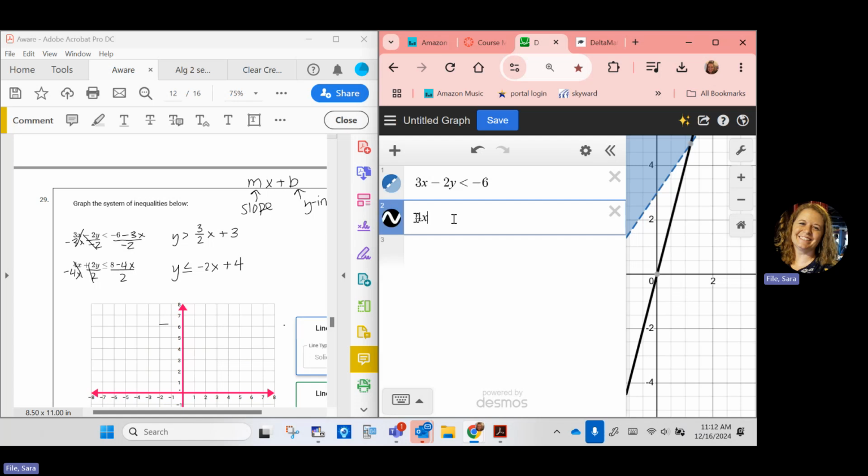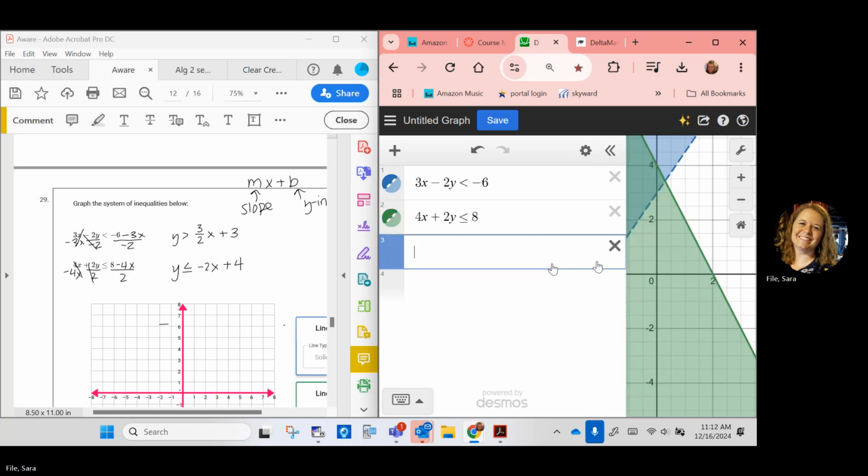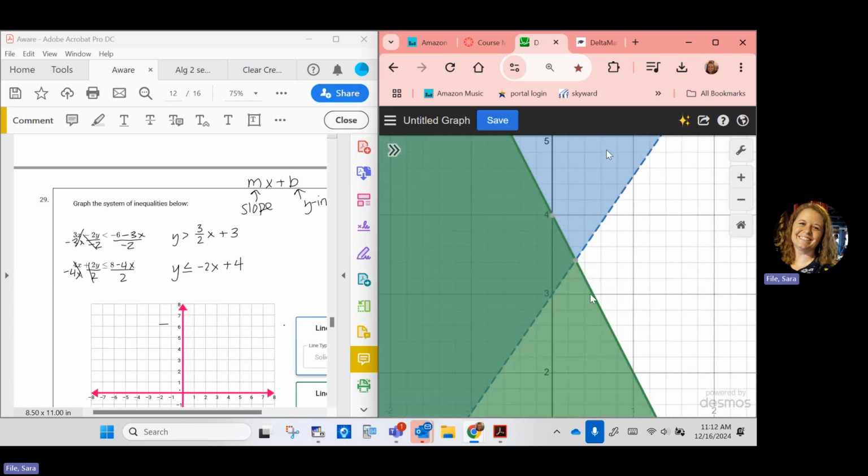It was 4x plus 2y less than or equal to 8. And that was the green one. Okay, and then you can see how this matches what I did in Aware. The overlapping is the shading that the solution's in. So it's on this left side that the blue and green shading overlap.